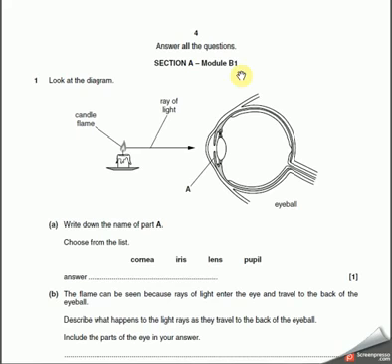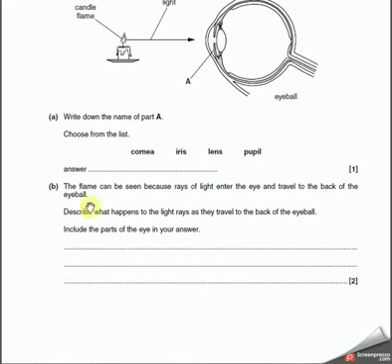Okay, first question, section A, biology B1. So it's all the biology. Choose from the list the name of part A. So obviously part A is that one right there, that little flappy bit above the lens. And you know that's a coloured bit of the eye, which is called the iris. So the first one is the iris.